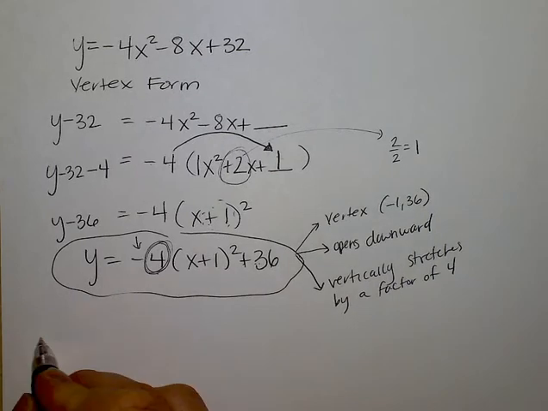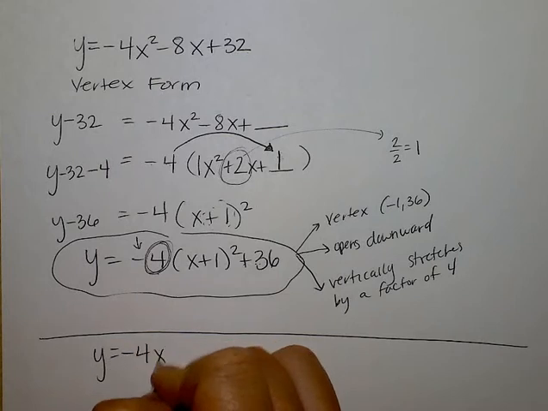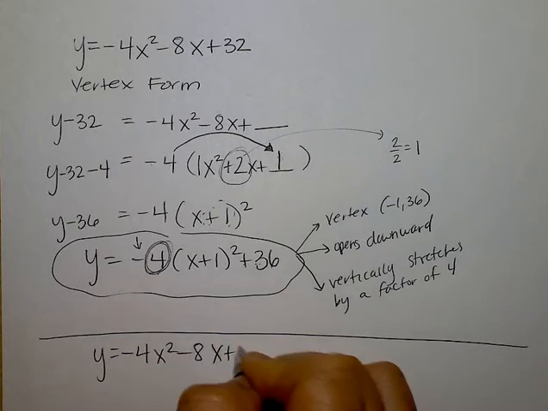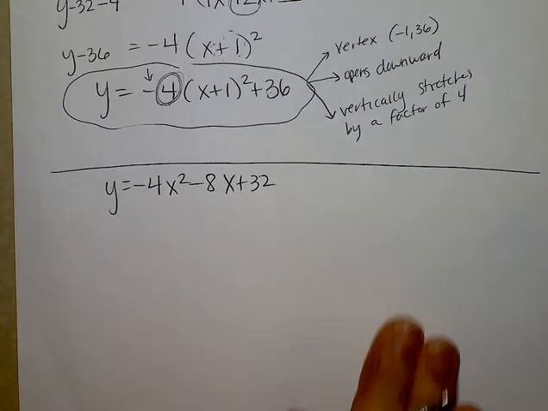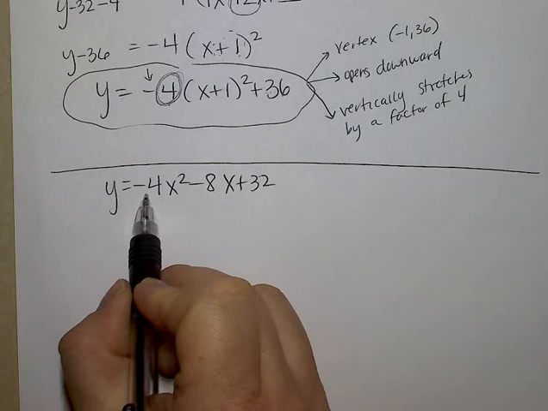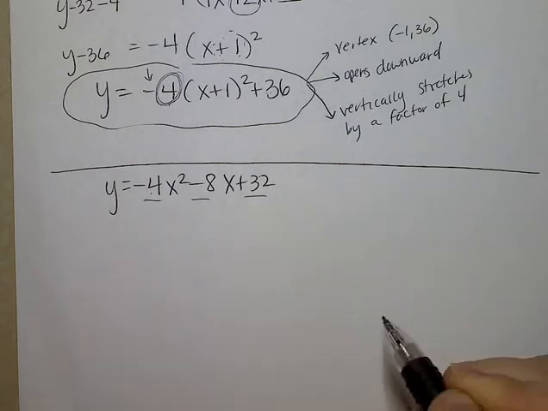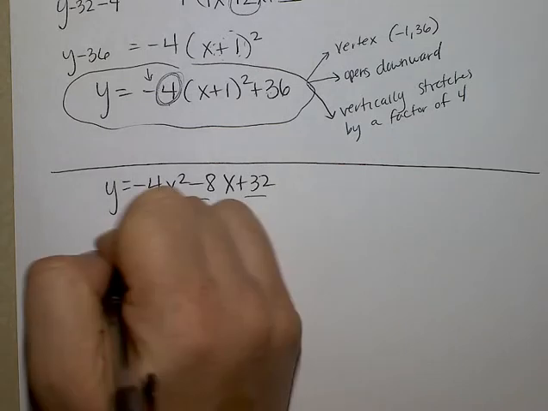The third task is we're going to go back to this original equation in standard form, and we're going to rewrite it in factored form. Now, as you recall from the last class period, not all quadratic equations are factorable, but we're going to test this to see if it is. So I'm looking at negative 4, negative 8, and 32. And I realize I can divide each by negative 4.